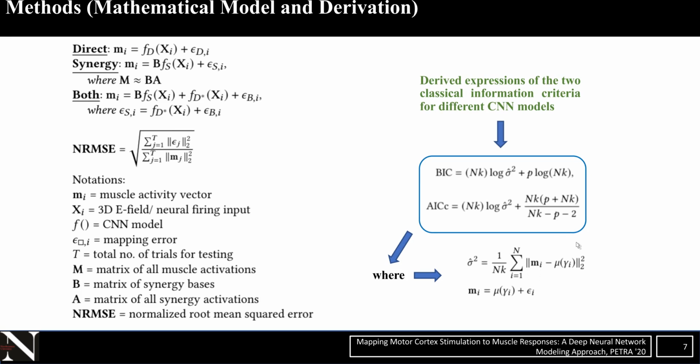Finally, here we also take a look into how we have extended the derivations for our network to two popular statistical information criteria, the Bayesian information criterion and the corrected Akaike information criterion. A very top-view summary would be that this is based on the assumption that the errors are Gaussian distributed, and this is the squared error, which is the average squared error given by this expression.